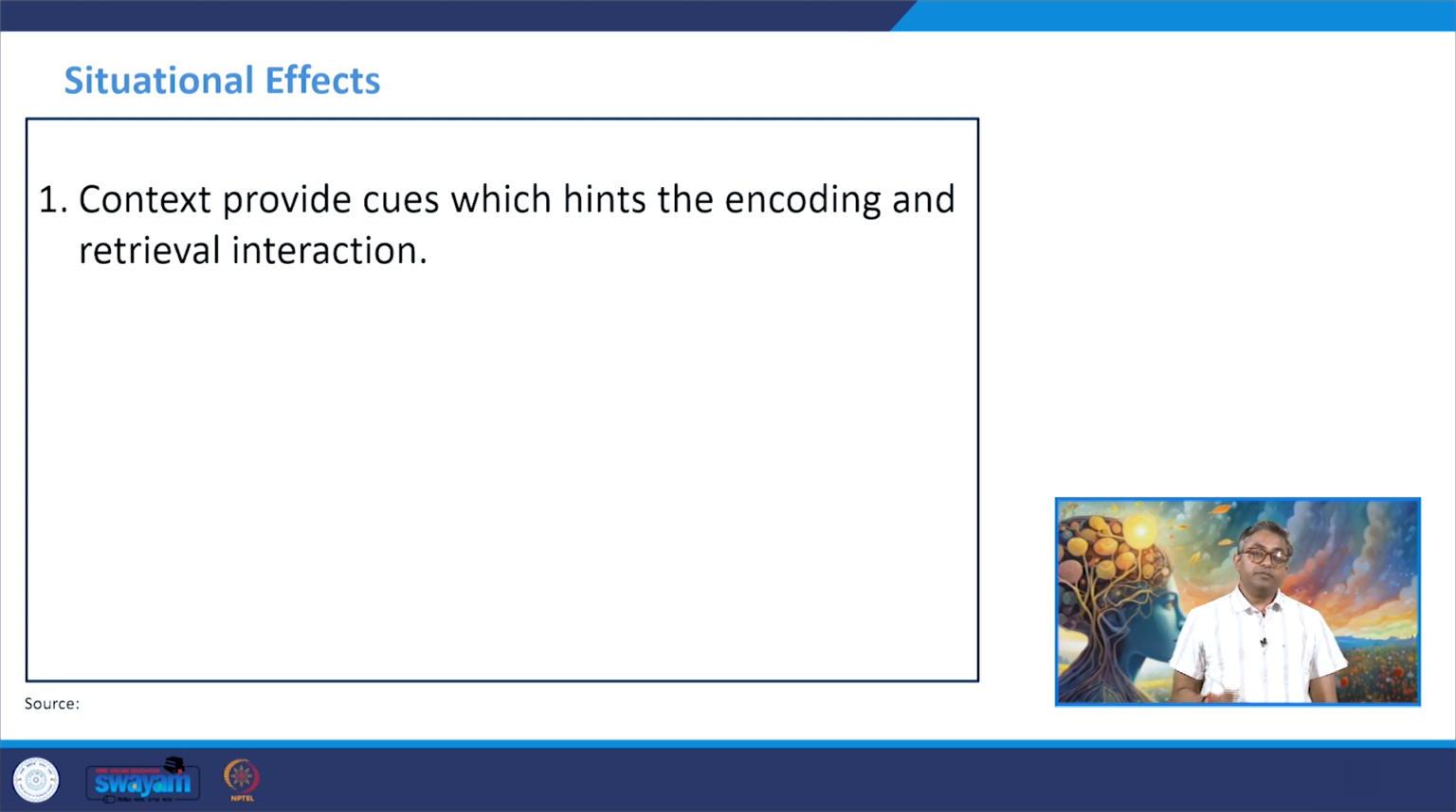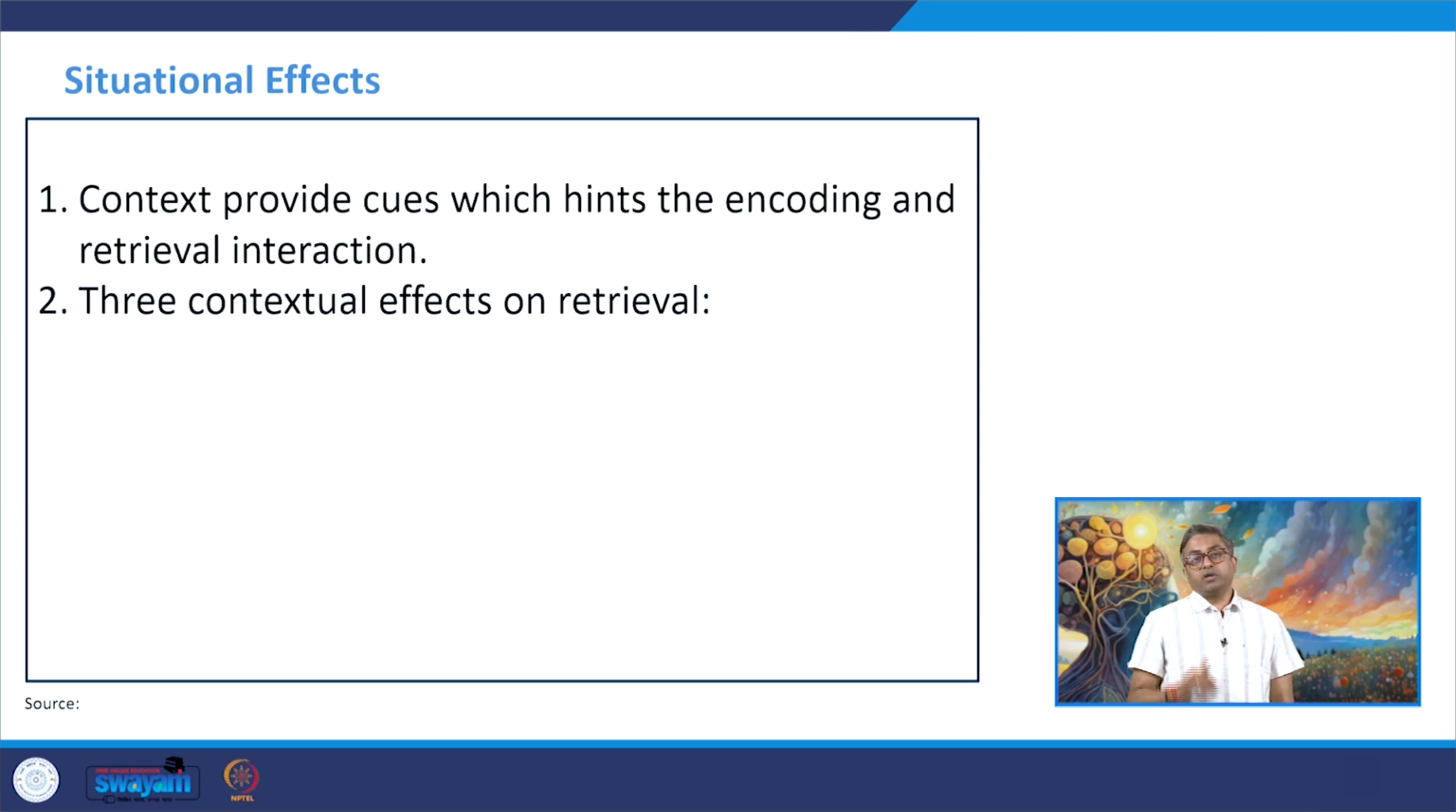Some studies which I will be showing you reflected upon it: when the encoding has happened in one context and retrieval is happening in another context, the retrieval effect is bad. It is not improving the learning. However, when the encoding and retrieval environment is the same, then the context behaves like a cue, an aiding cue to the retrieval. As a result, the learning gets improved.